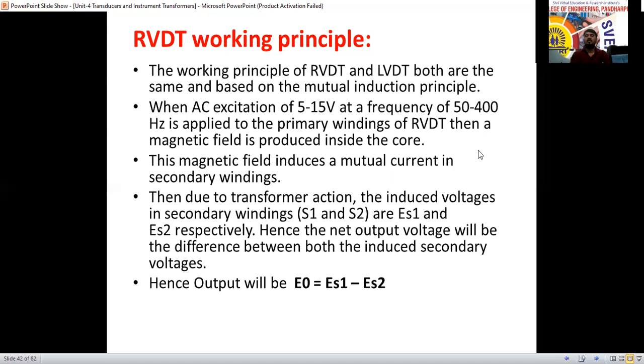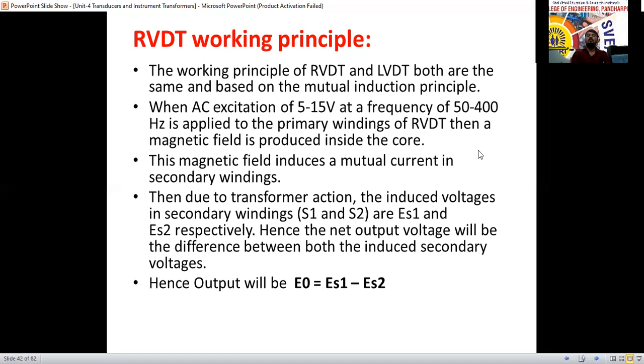We give the supply to the primary. Because of mutual inductance, the flux linkage connects the primary to the secondary through an iron core. On that condition, the EMF will be induced in both the secondary windings.